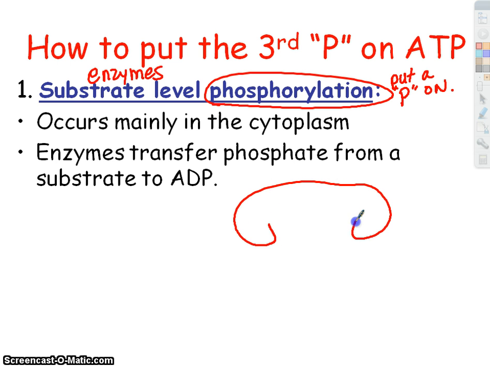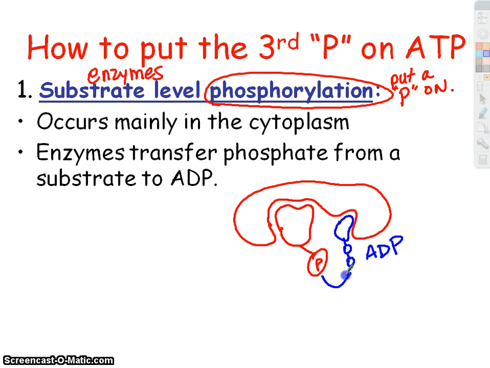So if this was our enzyme, let's just say, and let's say this is our substrate, and our substrate has a phosphate on it, and over here we have ADP, and substrate level phosphorylation is basically where the enzyme helps to put the phosphate on. That's it. It sounds complicated, but it is exactly what it sounds like. Just pull a phosphate off one thing and directly put it on to make ATP. So this is one way to make ATP from ADP.